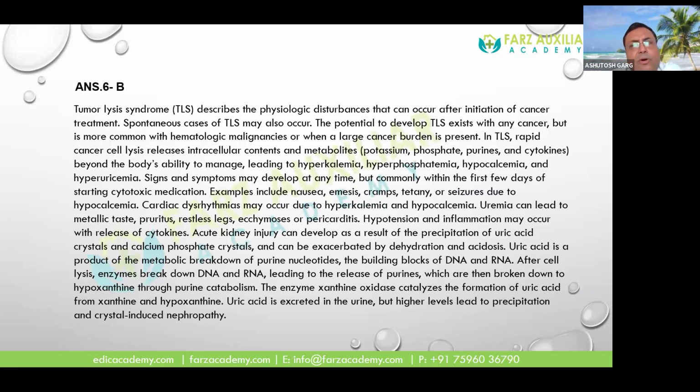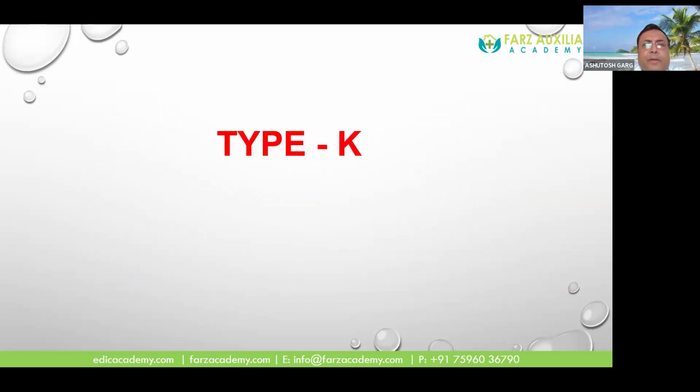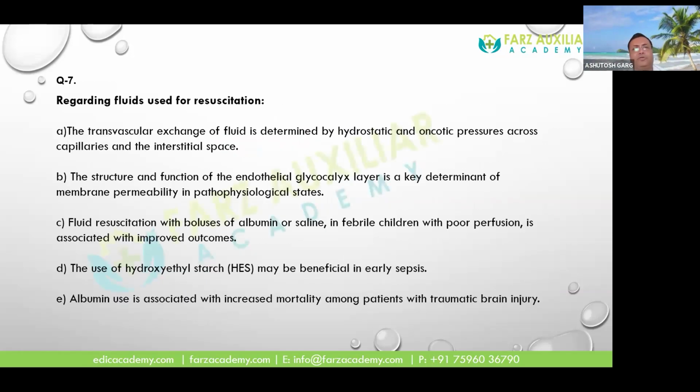Only calcium is low, others are high, like potassium is high, phosphate is high, but the calcium is low. That is one thing. The second thing, the treatment: the xanthine oxidase enzyme catalyzes the formation of uric acid from xanthine and hypoxanthine. Uric acid is excreted in the urine, but a higher level leads to precipitation and crystal-induced nephropathy. So you should use recombinant urate oxidase, rasburicase. Okay. Next are the K-type questions.